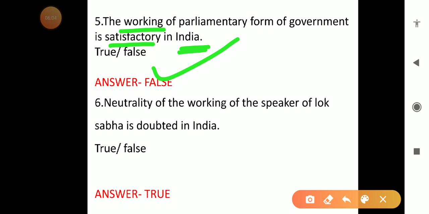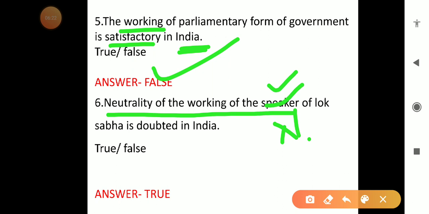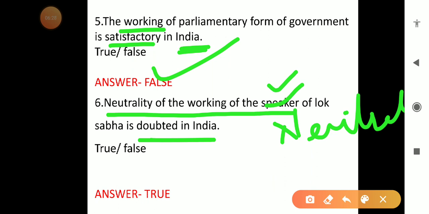Neutrality of the working of the Speaker of Lok Sabha is doubted. In parliamentary form of government, it is assumed that whoever is chosen as the speaker becomes neutral. But in India, they remain stuck to their party and behave as a party-man speaker. So this statement is true. Neutrality of working is doubted, so the statement is true.